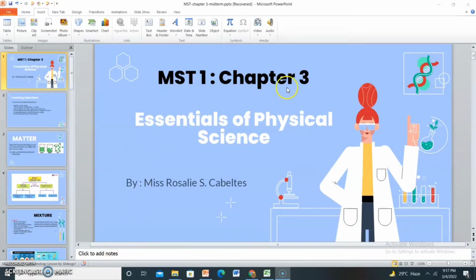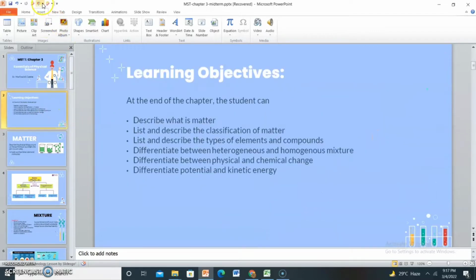Today, our topic is in Chapter 3, Essentials of Physical Science. Our learning objectives: at the end of the chapter, the student can describe what is matter, list and describe the classification of matter, list and describe the types of elements and compounds, differentiate between heterogeneous and homogeneous mixtures, differentiate between physical and chemical change, and differentiate potential and kinetic energy.